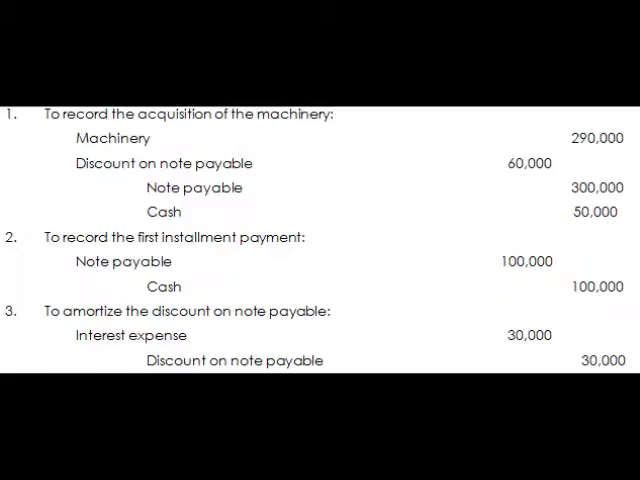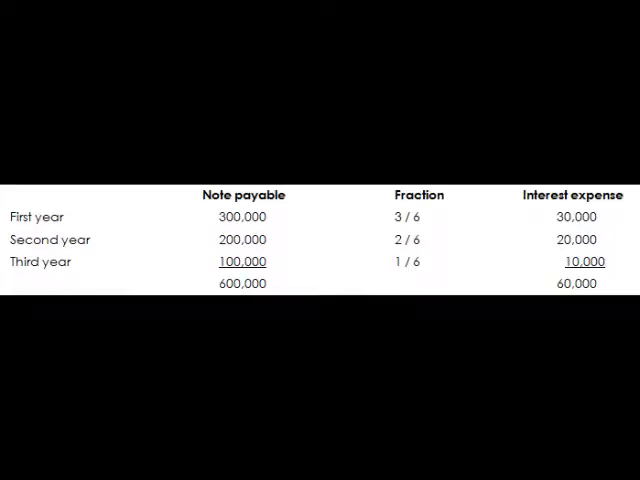The entry to record the first installment payment is to debit note payable and credit cash for 100,000. Lastly is to amortize the discount on note payable: debit interest expense and credit discount on note payable for 30,000 pesos. The fractions are developed from the note payable outstanding each year. The fractions are then multiplied by the discount of 60,000 to arrive at the annual interest expense. So for the first year, 60,000 times 3 over 6, which is equal to 30,000, which is the interest expense for that year.